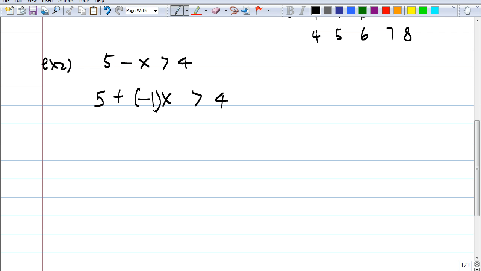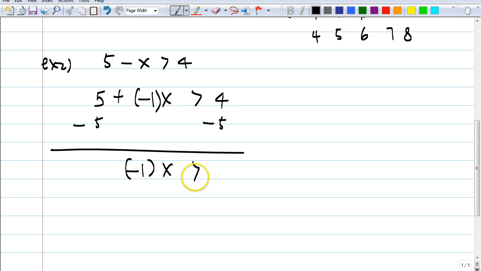You subtract both sides by 5, not negative 5. Or you add negative 5 to both sides if you want. So we get 5 plus negative 5 is 0, so you only end up with negative 1 times x greater than, what's this, class? 4 minus 5 is negative 1.